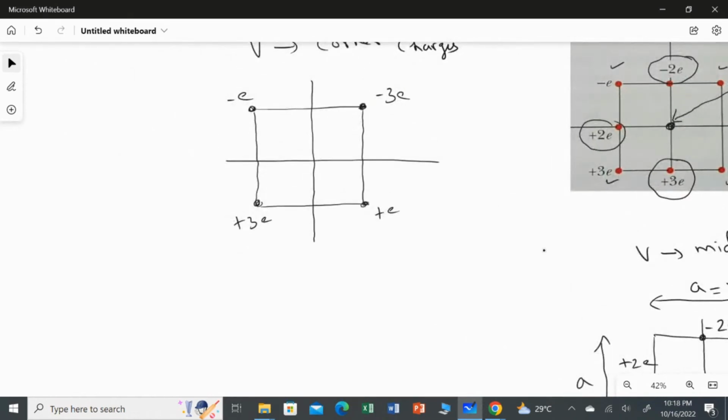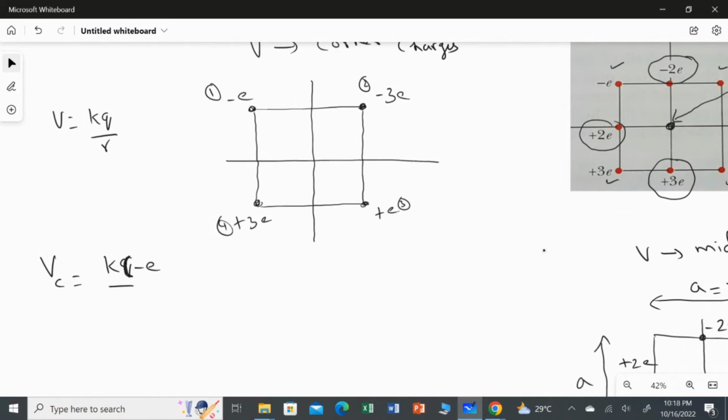So what's the formula? As we already know, the potential formula is KQ over R. Let's take this as my first charge, this is my second charge, this is my third charge, this is my fourth charge. So we are going to apply this formula for each and every charge. By that, we are going to frame the equation. So corner charge potential is equal to KQ over R.